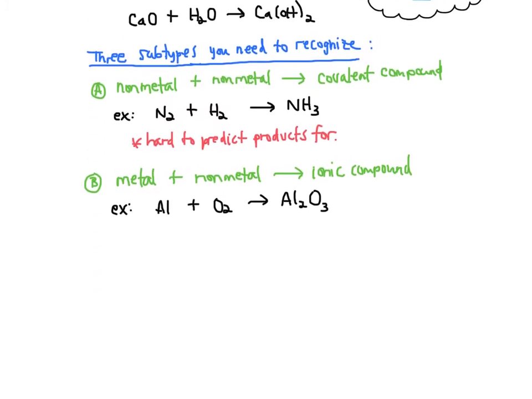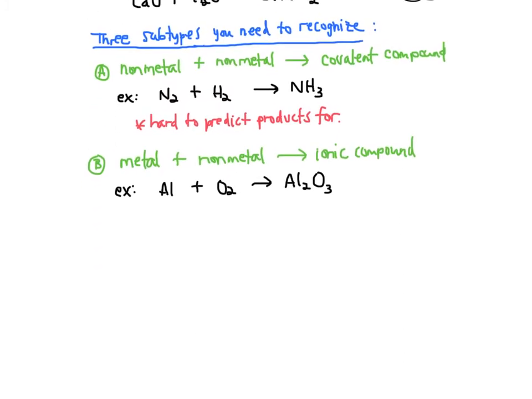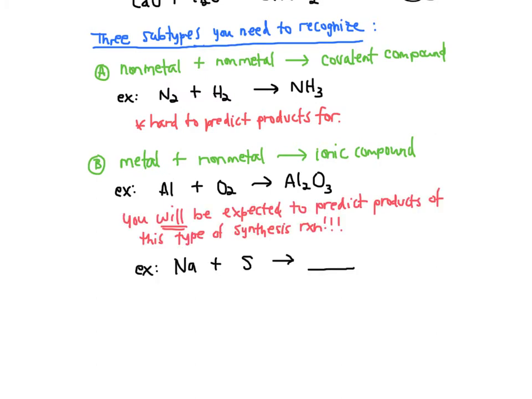Now, you will be expected to predict products of a metal joining with a nonmetal because you've done it before. So for example, you might see something like this, where you have sodium and sulfur, and then an arrow, and then you're expected to write the formula for the product. And you can do that based on ion charges. So even though over here these are not ions, when they join, you know that they're going to ionize and form an ionic compound. So that means that your sodium is going to end up with a +1 charge, and your sulfur will end up with a -2 charge. And I expect you to remember your ion charges from before.